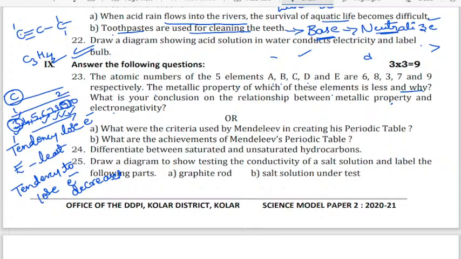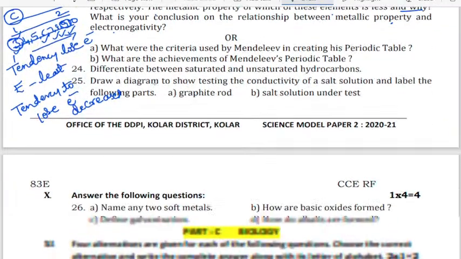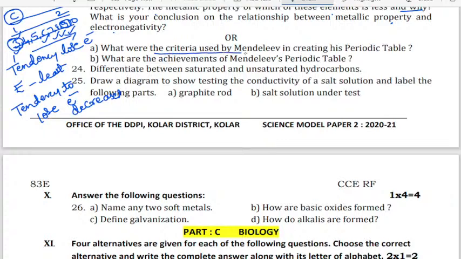The next question: what are the criteria used by Mendeleev in creating the periodic table? When Mendeleev was arranging the elements in his periodic table, he looked for the chemical properties and also their fundamental physical properties. It's very important. So he looked at the similar chemical properties of those elements. You should write like this in the examination.